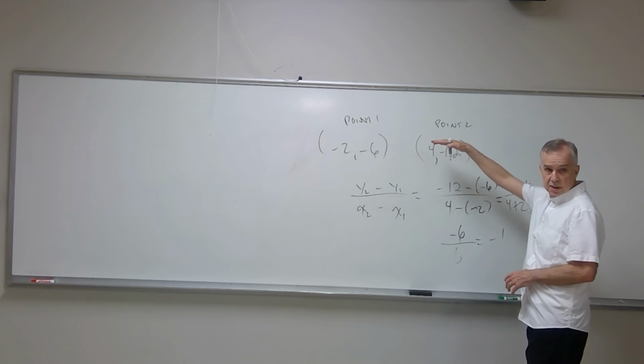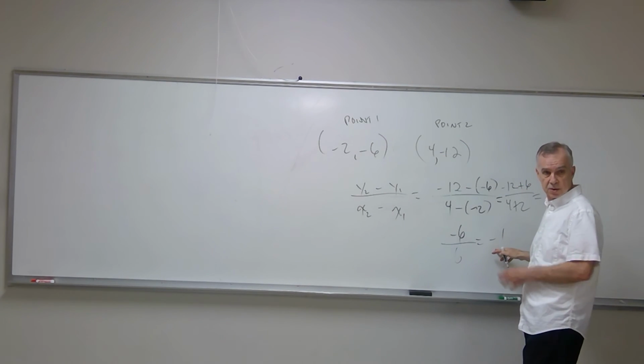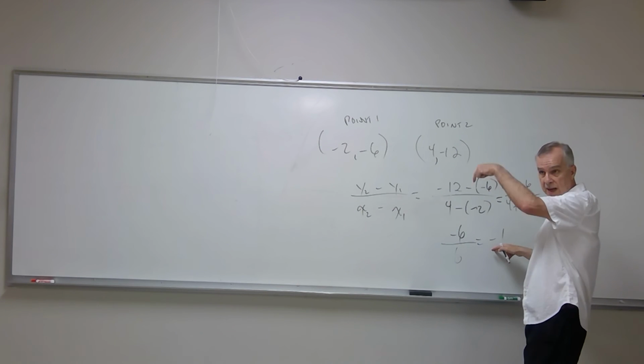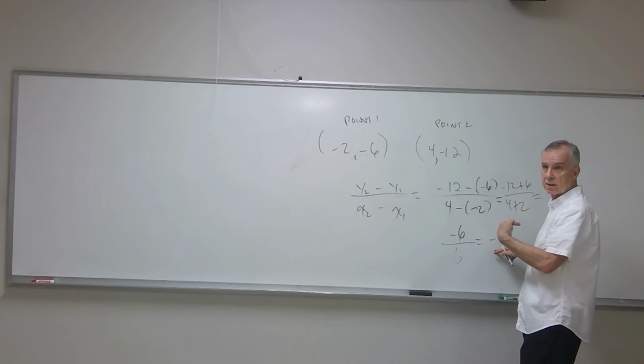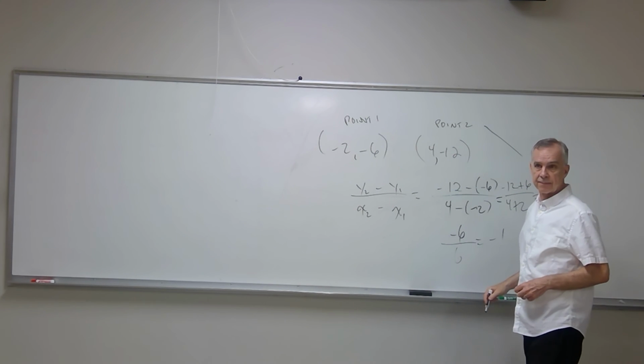So this graph, if we graph it, would be changing by negative 1, down 1 degree for every hour. So it would be a negative slope. It would run that way.